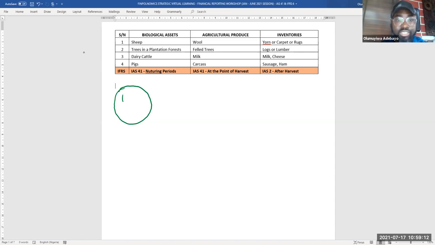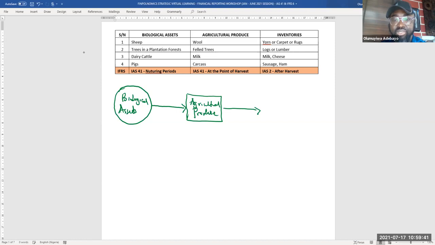Now, if this is biological assets, it gets to a point, it becomes agricultural produce, and thereby metamorphose into inventories.